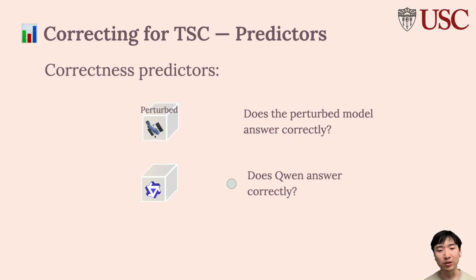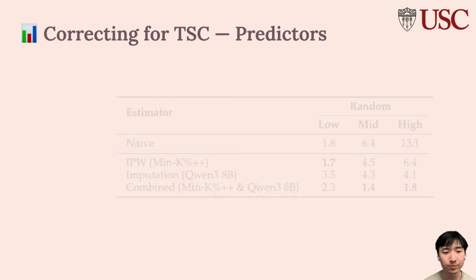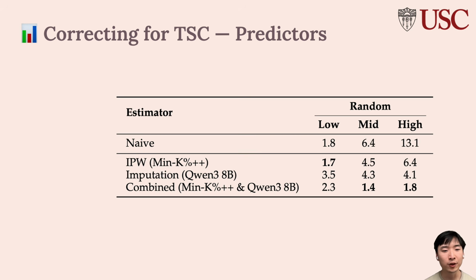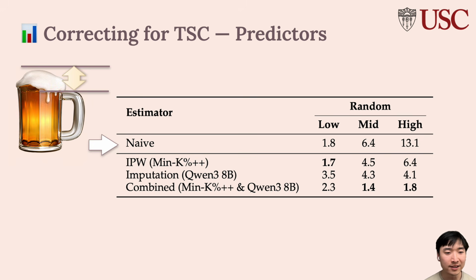The correctness predictor uses Quen's correctness as a proxy to predict the perturbed model's correctness, and it involves some calibration on the held-out examples as well. These are the results for the correction estimators on MMLU on varying levels of contamination, and each number is averaged over 10,000 simulations. In each simulation, we sample a contaminated test set under the perturbed model and compare the estimator against the standard model's accuracy on that same test set.